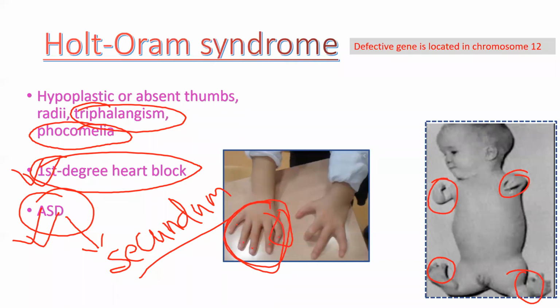So I told you the child may have phocomelia. Tell me, define phocomelia. What is phocomelia? The arms and legs are near the center of the body. Arms and limbs are very close to the body. Right, very good.